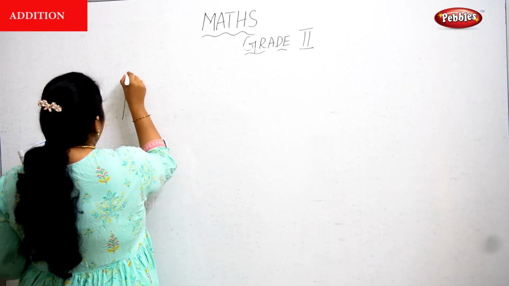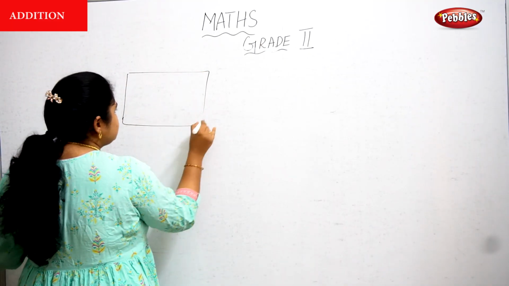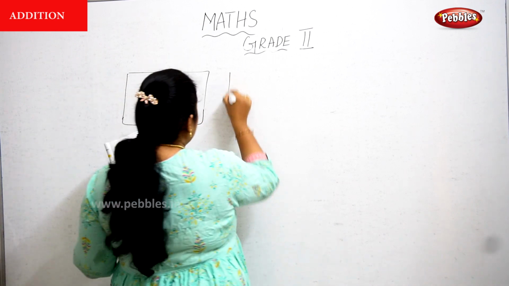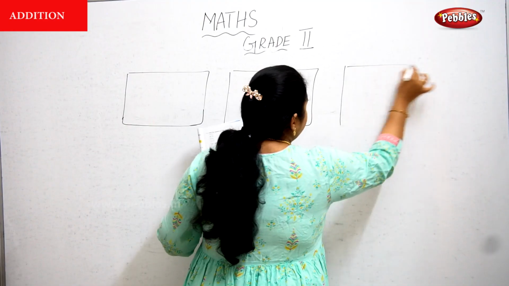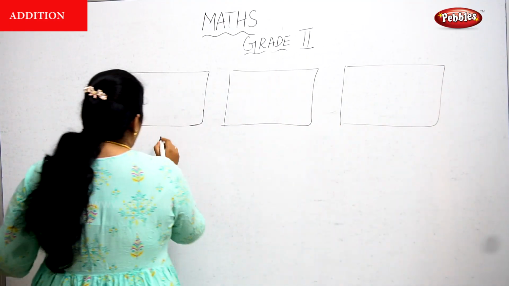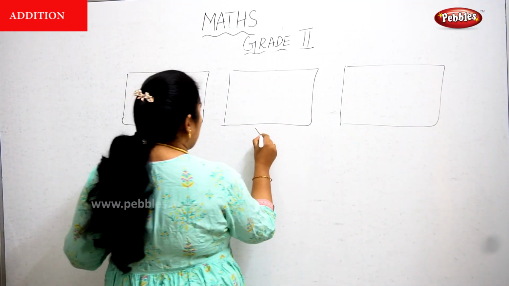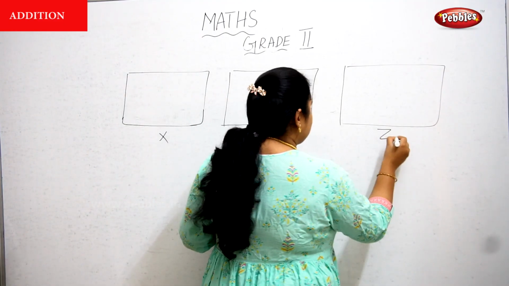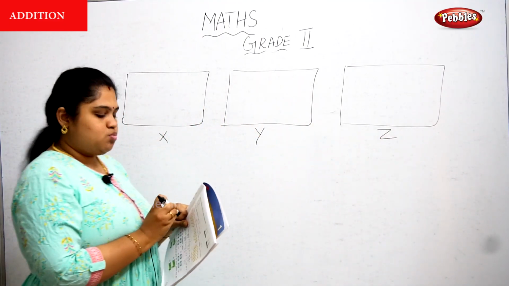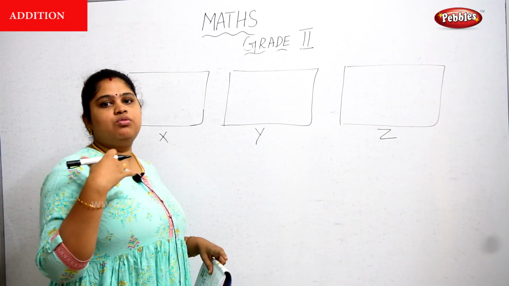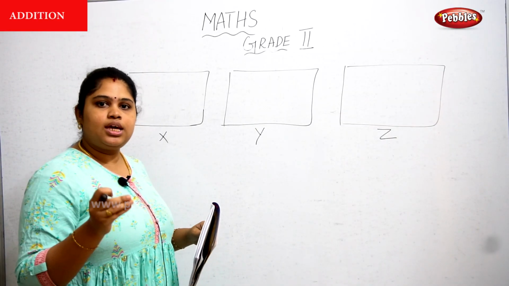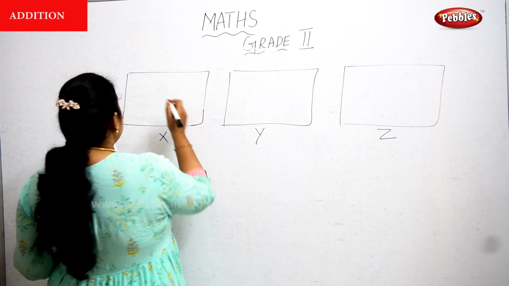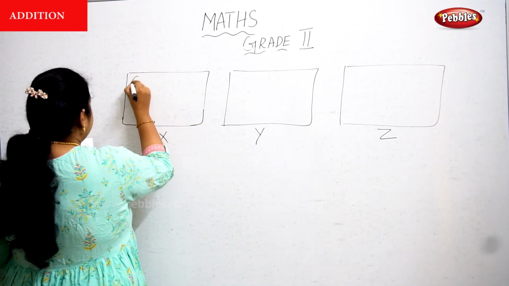Okay, now I am going to put some square boxes. In each box I am going to assign a name. So this box is X, this box is Y, and this box is Z. Every sum I have given here is always related to addition.